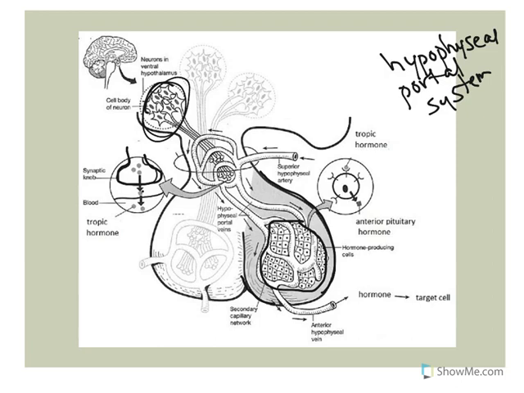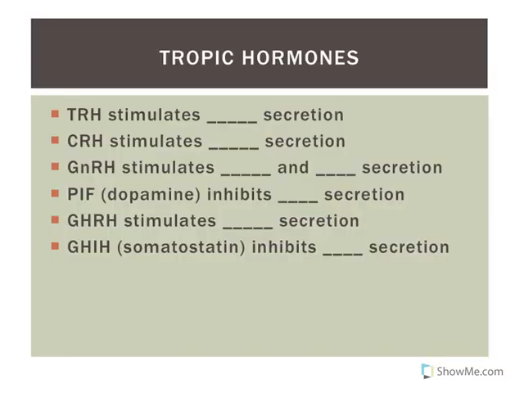So the tropic hormones made by the hypothalamus travel by way of the hypophyseal portal system. They're then going to target the anterior pituitary gland and either stimulate or inhibit the secretion of a number of different hormones. And we're going to go through each one of them with you. So on this page right here, these are the names of those tropic hormones made by the hypothalamus. So make sure you remember that.